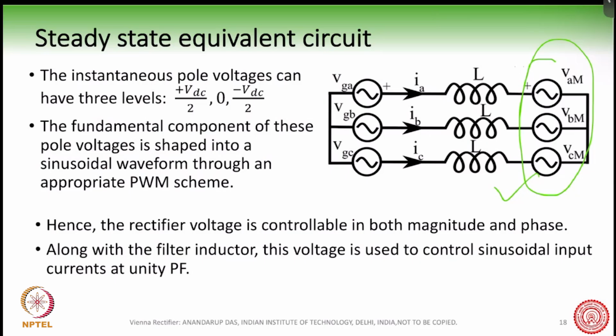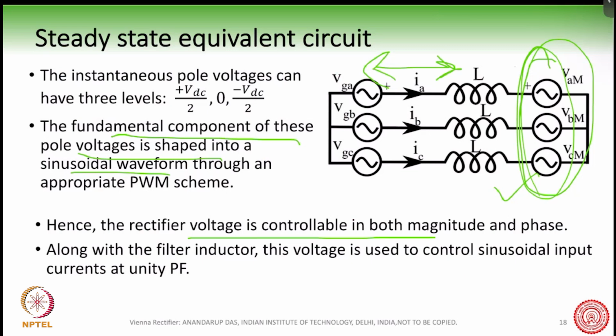a VAM, a controllable AC voltage source, because the fundamental component of this pole voltage is shaped in a sinusoidal waveform through an appropriate PWM scheme. So the rectifier voltage is controllable both magnitude-wise and phase-wise. Basically this is a controllable voltage source. We have seen this in several places. I can change the current. Of course, I will keep the current at unity power factor, but I can change the magnitude of this current.